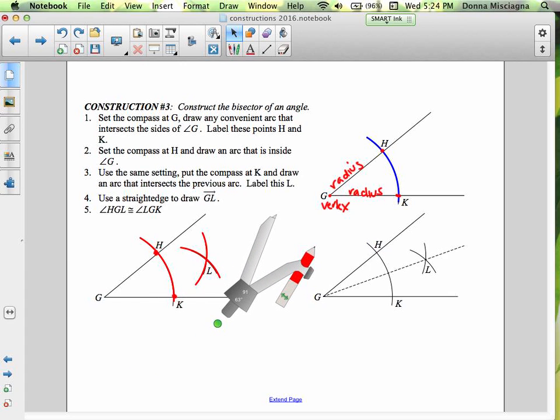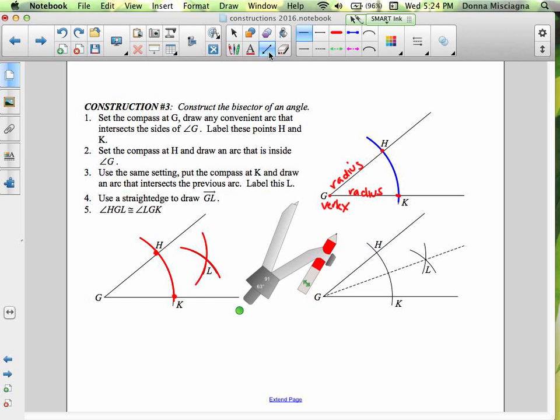Our very last step. First of all, let's talk about why this part works, and then we'll talk about the last step. So here, I'm going to grab a line tool. This distance here from K to L, and this distance here from H to L, they're both radii of a circle. We put the compass at K and we drew the circle. We put the compass at H and drew the circle. So those are also radii. These are radii of congruent circles. And we know that radii of congruent circles are also congruent. If the circles are congruent, the radii are congruent.